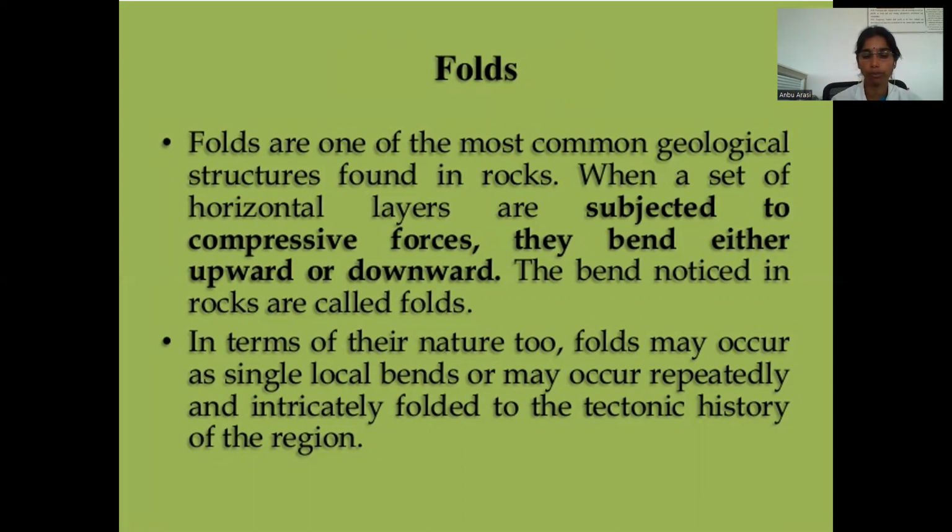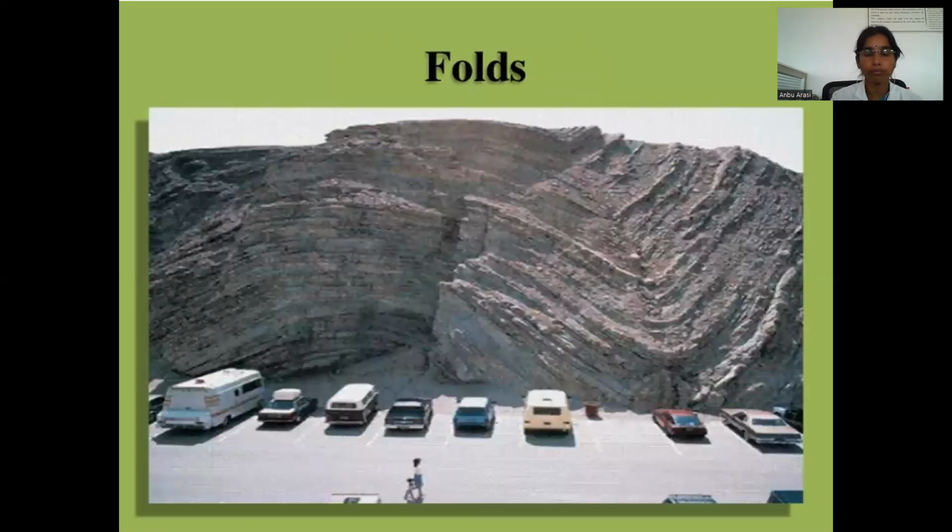The sides of a fold, the stretch of rock between any crest and any of the adjacent troughs on either side, is called a limb. In terms of their nature, folds may occur as single local bends or may occur repeatedly and be intricately folded according to the tectonic history of the region. This is an example of a fold.